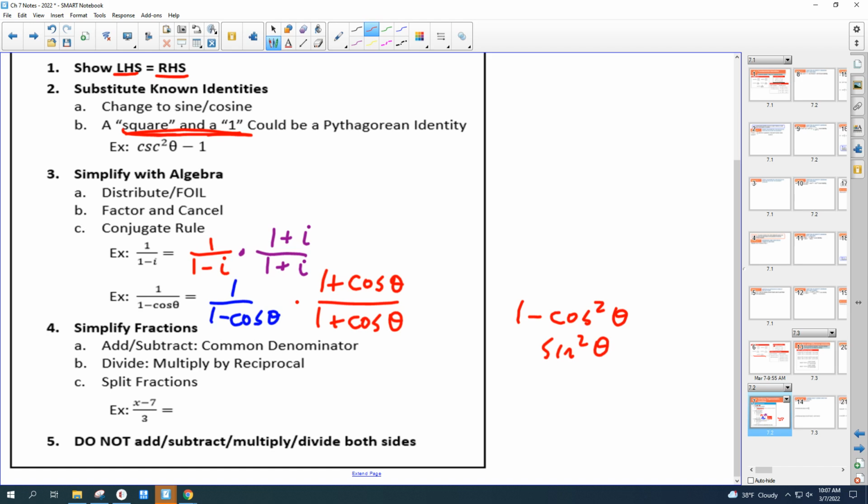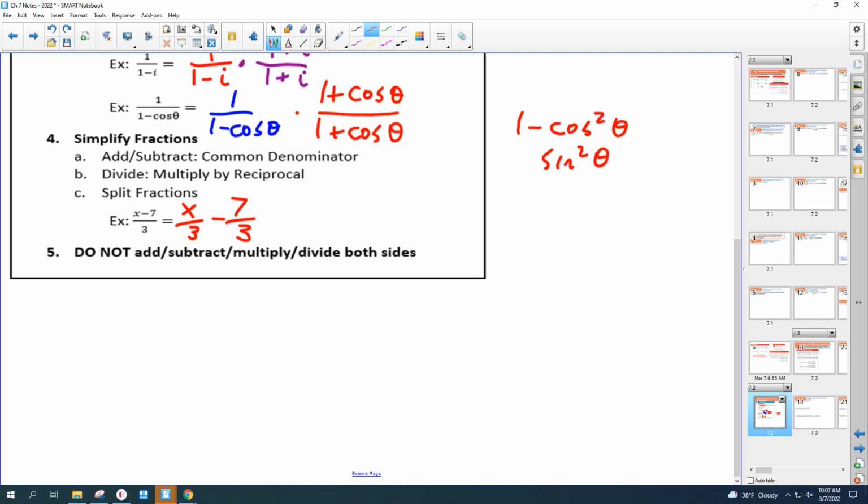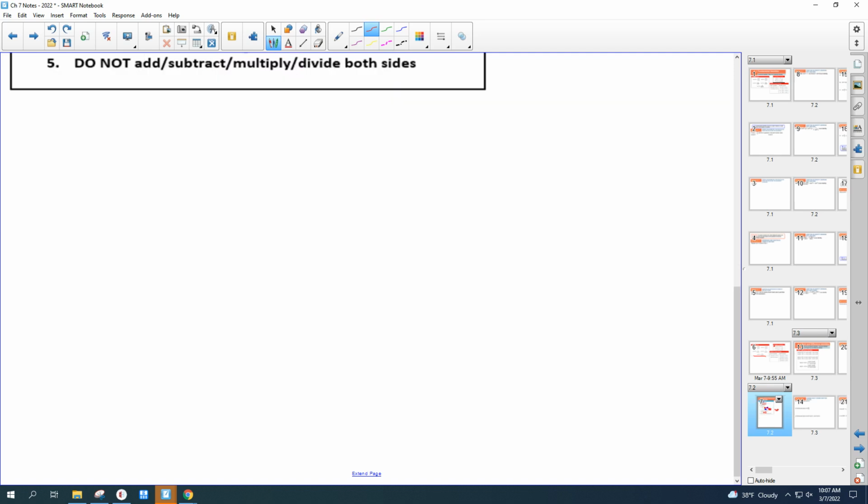We've got fractions. We know when we add and subtract, we need a common denominator. When we divide, we multiply by the reciprocal. All that's old news. You should know that. You should be sharp at that. We can split fractions. This happens sometimes when you've got a quantity like x minus 7 over 3. We can split that into x over 3 minus 7 over 3. And why we would do that is because that's going to help us cancel stuff out. Other than that, number 5 says do not add, subtract, multiply, divide both sides.